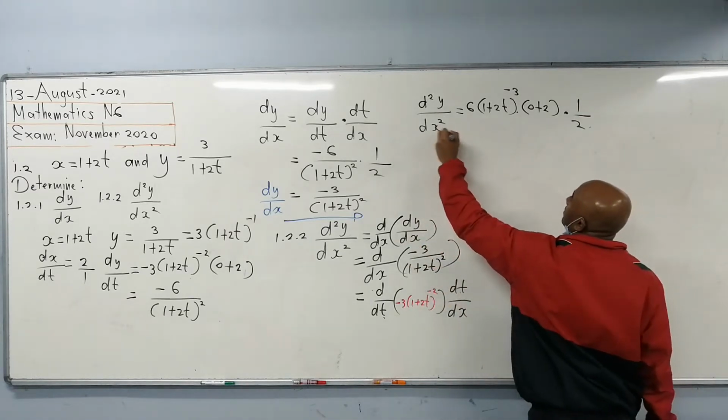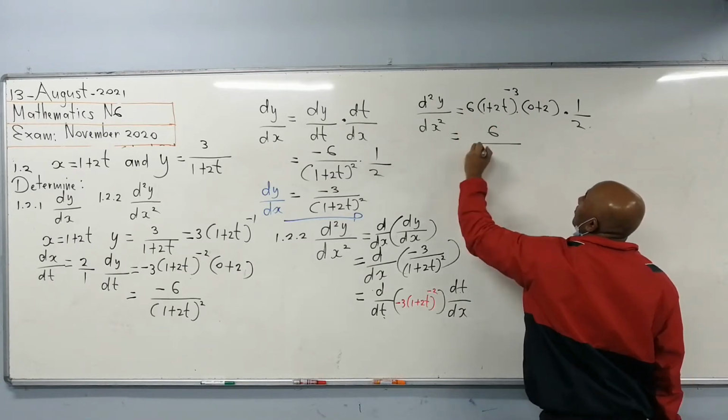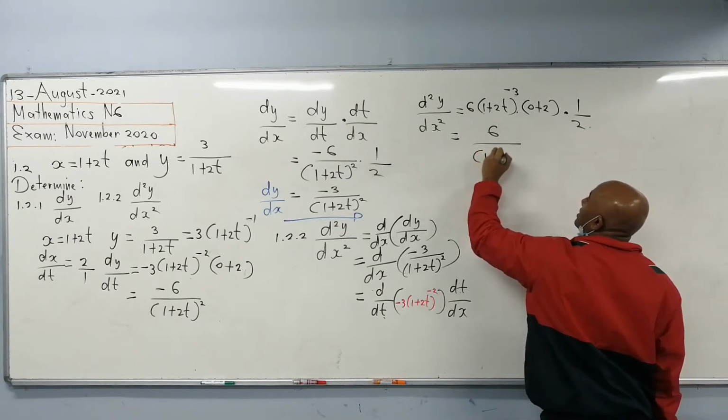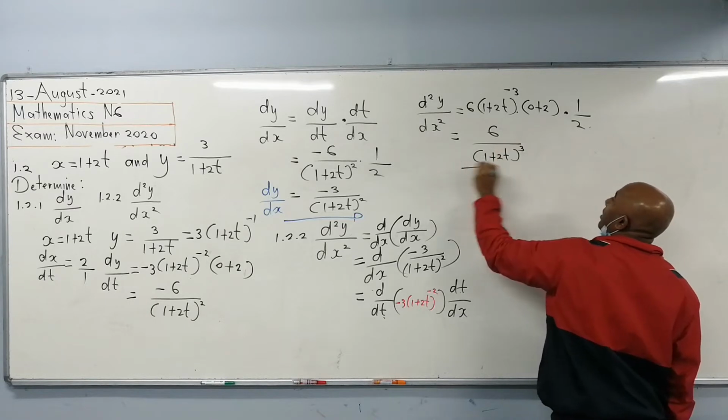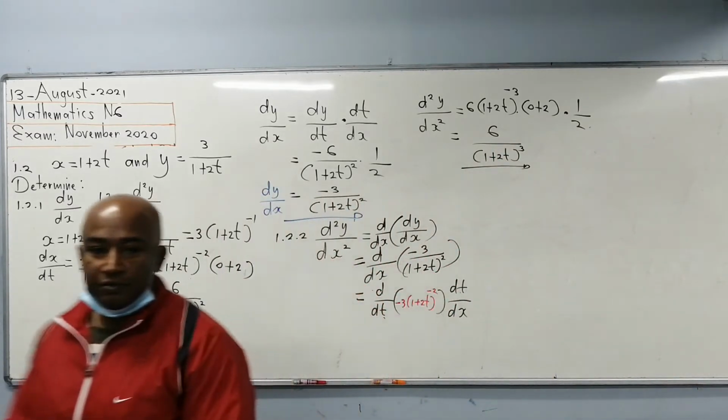Now, 2 and 2 cancel. So you end up with just 6 all over 1 plus 2t to the power 3. And that is our second derivative.